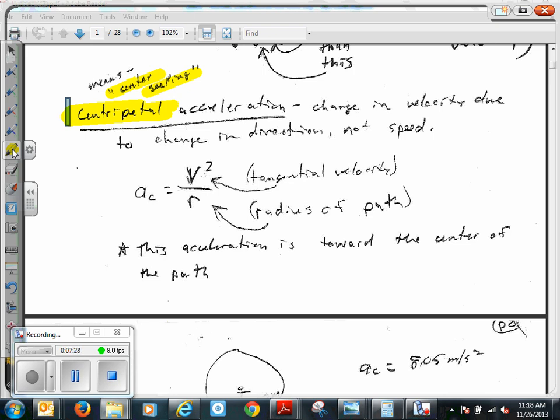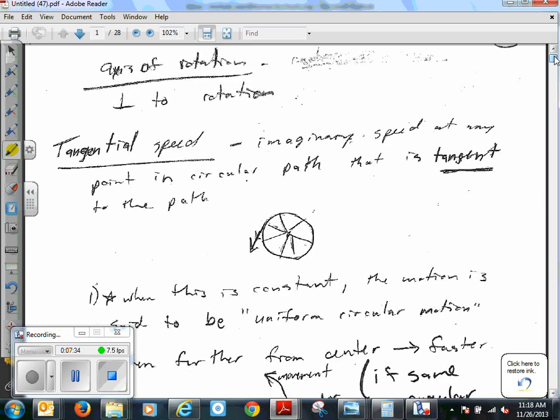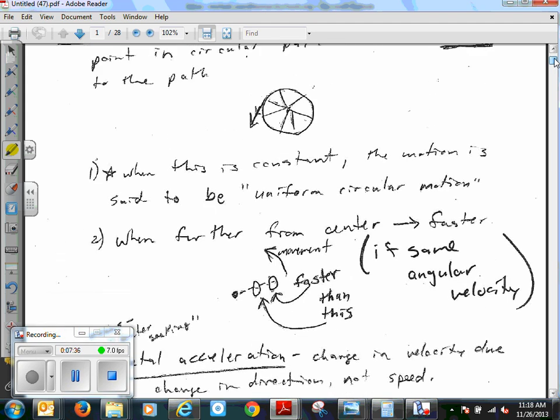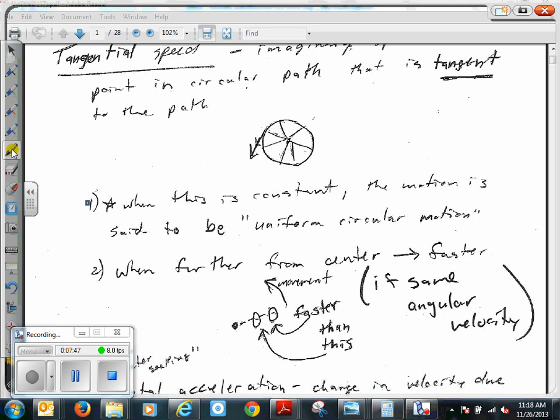Okay, but before that, let's look at a little bit more about this circular motion. So we're talking about tangential speed or tangential velocity. You can see right here it says when this tangential speed or velocity is constant, then we say that the motion is uniform circular motion. Those words right there are used on the AP test. Uniform circular motion means it's a constant speed for the circular motion.